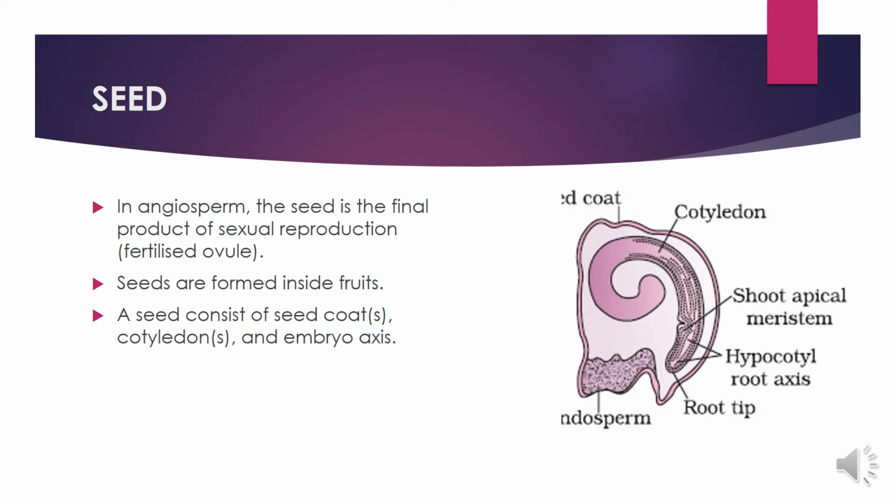Now students, next is the seed. As you know, in angiosperms, the seed is the final product of sexual reproduction. It is often described as a fertilized ovule. Seeds are formed inside fruit, as you know. A seed typically consists of seed coat, cotyledons and embryo axis. You can see in the diagram.